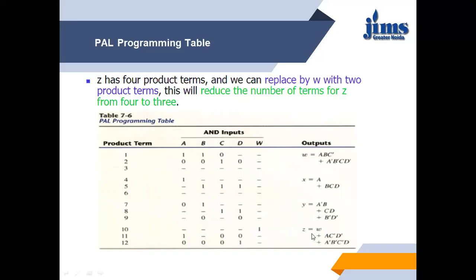Again, Z has 3 terms. So the first term is W bar, so we have put 0 here. The next term is A, C bar, D bar, so 1, dash, 0, 0, dash. Next is A bar, B bar, C bar, D, so 0, 0, 0, 1 and dash. So this is the way we construct a programming table for PAL.